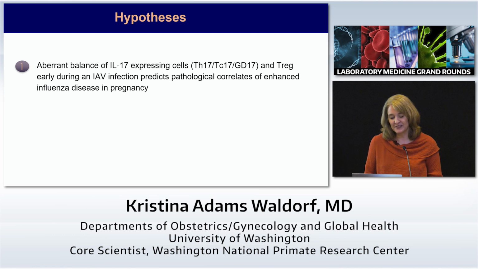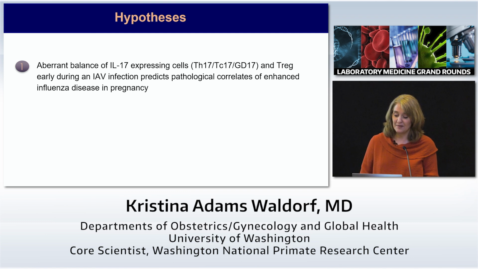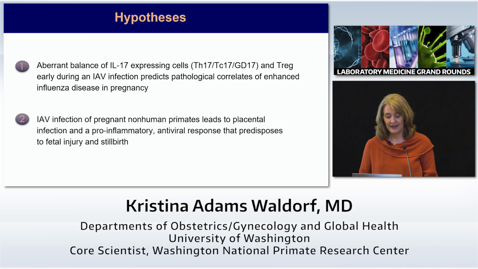So our hypothesis was that there was an aberrant balance of IL-17 expressing cells, either Th17, TC17, or gamma delta 17 cells, and maybe even T regulatory cells early during an influenza A virus infection, and that this predicted pathological correlates of enhanced influenza disease in pregnancy. And we thought that a pulmonary physiologic measure would be best. We also hypothesized that flu infection could lead to placental infection, maybe even vertical transmission to the fetus, and a pro-inflammatory antiviral response that predisposed to fetal injury and stillbirth.